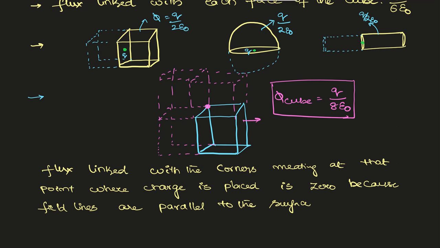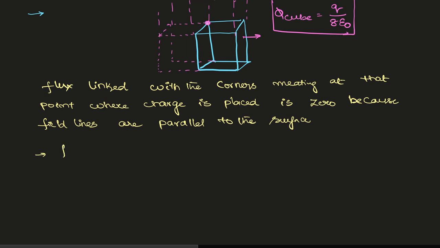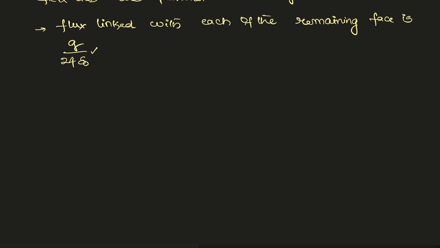So if we have 3 faces which are meeting here, the remaining faces will share this flux. So the flux linked with each of the remaining three faces is q by 24 epsilon naught. You can expect some questions based on this, and one more simple example I can give like this.